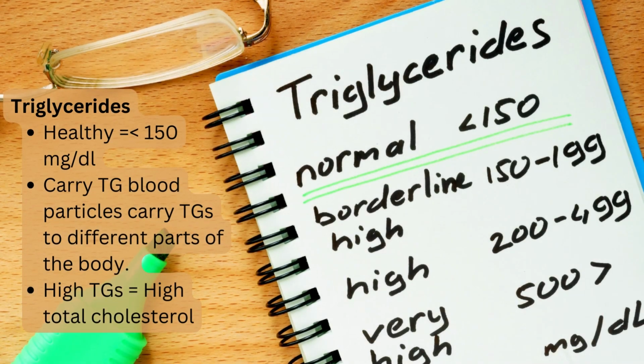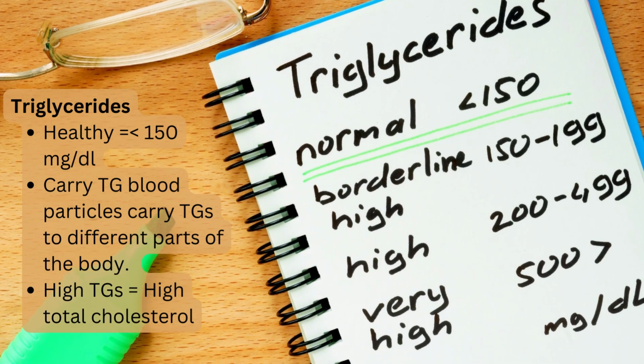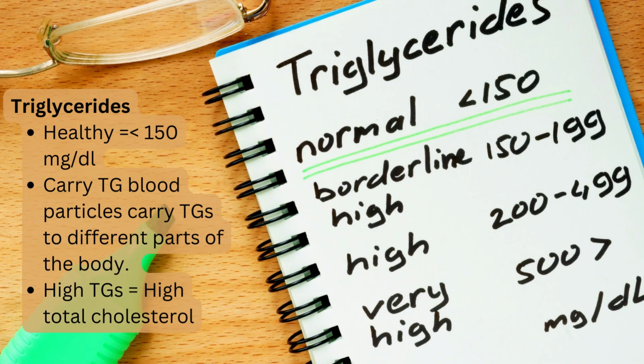For triglycerides, a healthy reading is 150 milligrams per deciliter or less. The triglyceride blood particles carry triglycerides throughout the body. Since a small portion of the triglyceride blood particle is actually cholesterol, when triglycerides go up, the total cholesterol also goes up. Similarly, when the triglycerides levels drop, the total cholesterol level also drops.